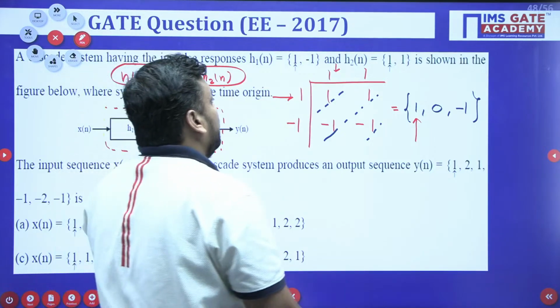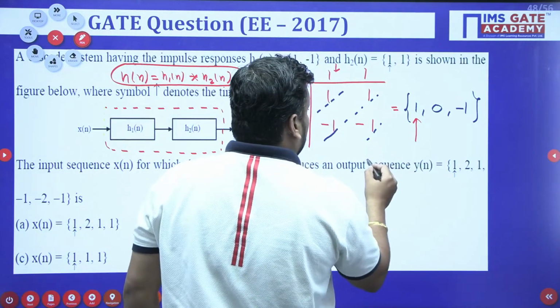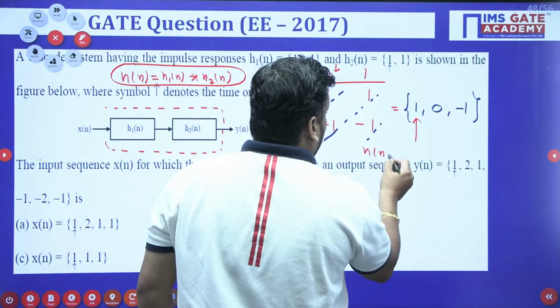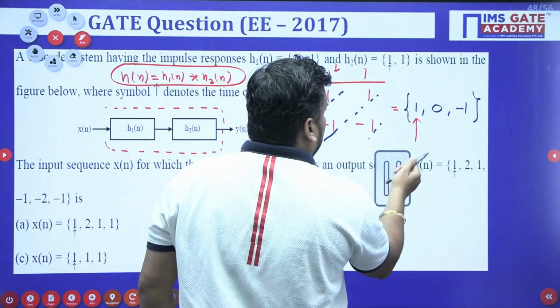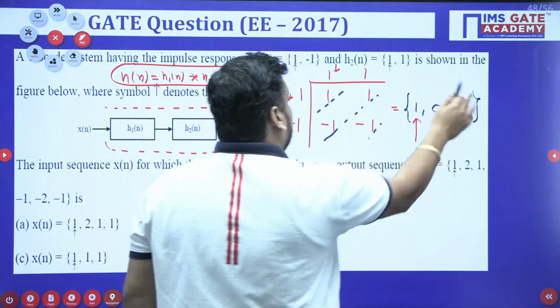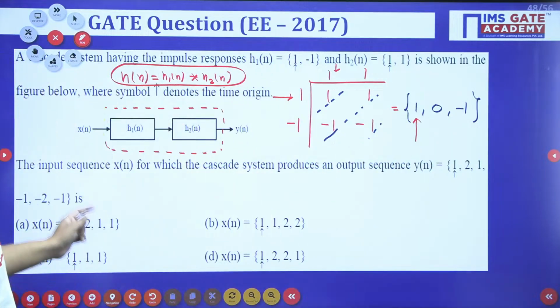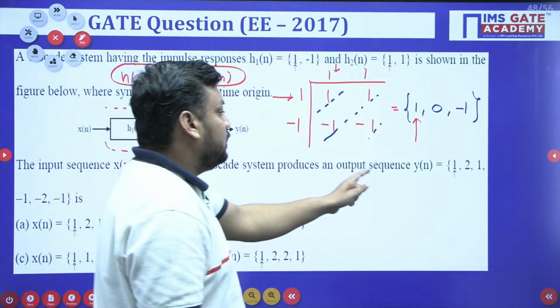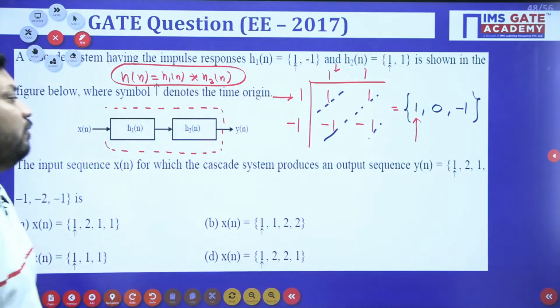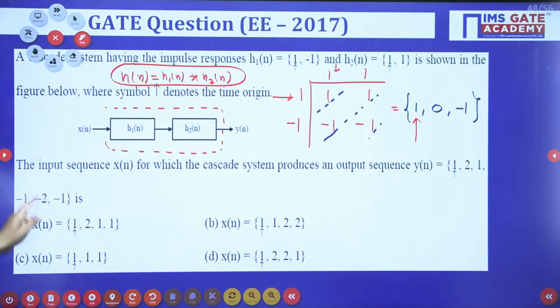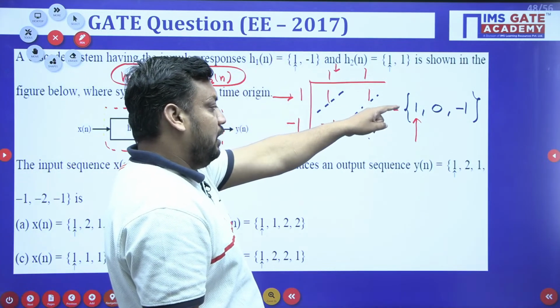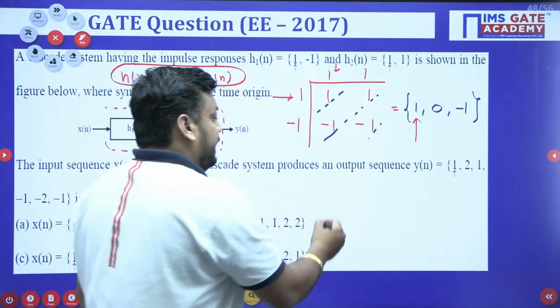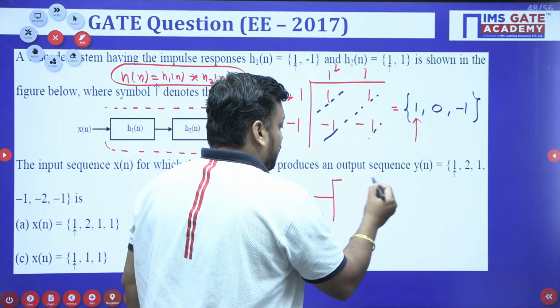It means this is your h of n, with h0, h1, h2 values. The question says the input sequence xn for which the cascade system produces an output yn, and yn is 1 2 1, 1 2 1, minus 1, minus 2, minus 1. Now I have h of n and y of n, and I need to decide only x of n.